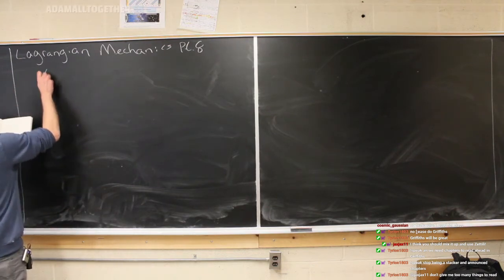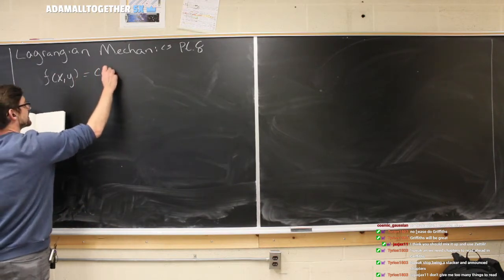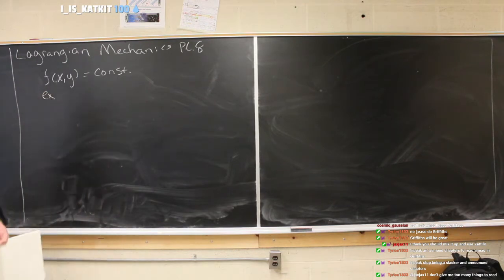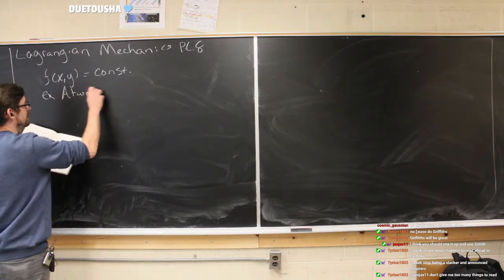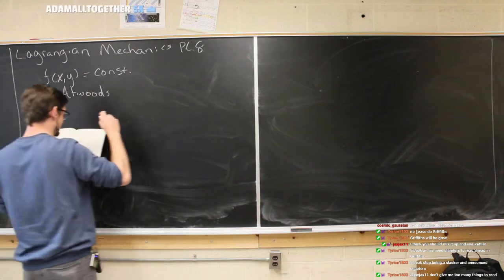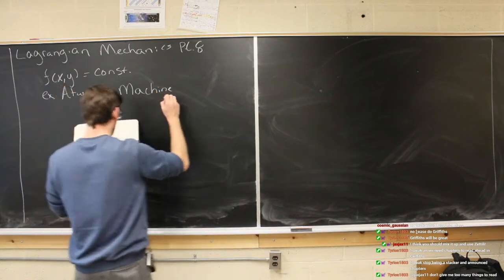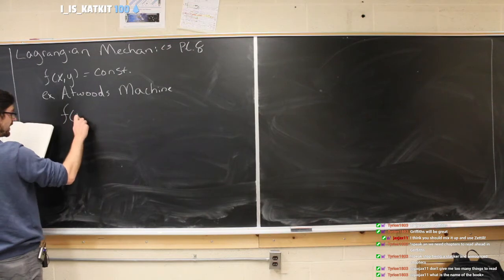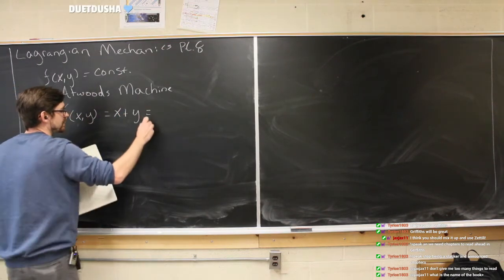So you might consider a constraining function, f of x and y, which is equal to some constant, right? And we're going to be using this example tonight too. This is going to be the third time we're solving Atwood's machine. Atwood's machine is a good example of when a Lagrange multiplier can be helpful, specifically if you want to find the tension in the string. The function for the Atwood's machine that we were considering was x plus y equals some constant, right?